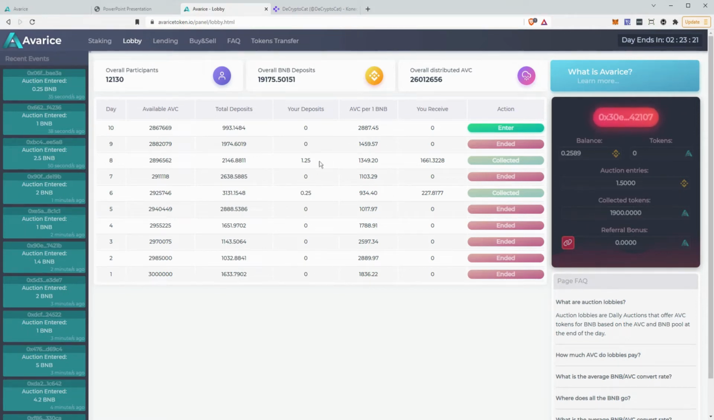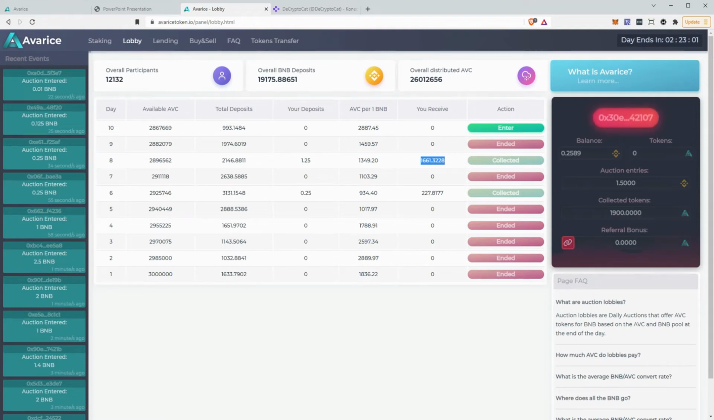So you can see here that 2146 BNB was deposited on day 8, and for one BNB you would have gotten 1349, but I put in 1.25, so I got 1661. I just hit my mic on. I'm very sorry. So this is a relative kind of system.